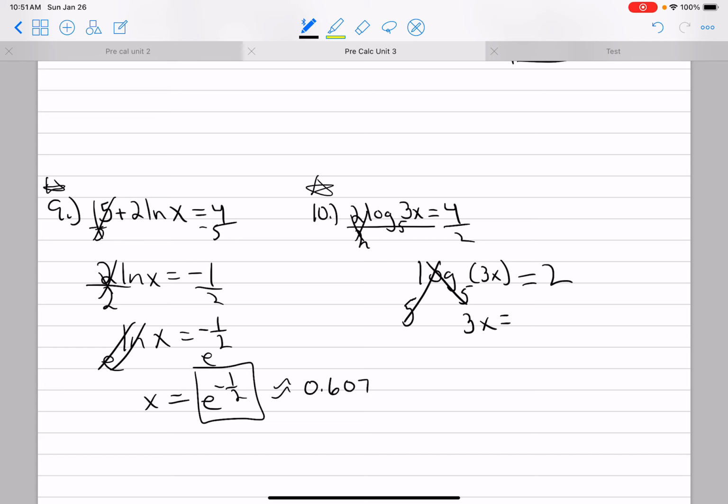3x equals, I have to exponentiate this side too, so 5 becomes my base to the 2nd power. So 3x equals 25. Divide by 3, divide by 3. x equals 25 divided by 3, which is about 8.33 repeating. Boom. That's part 2.